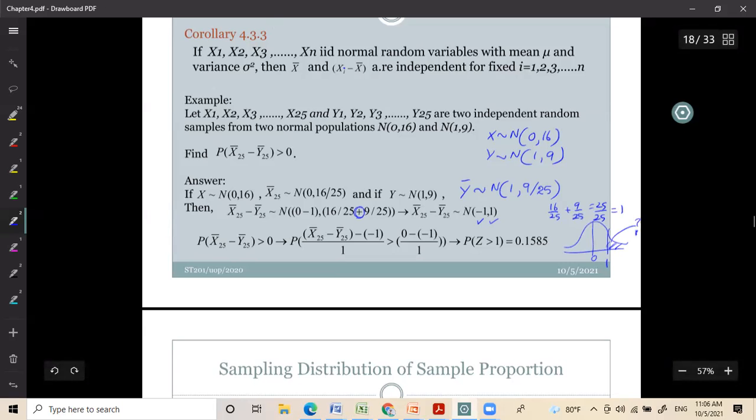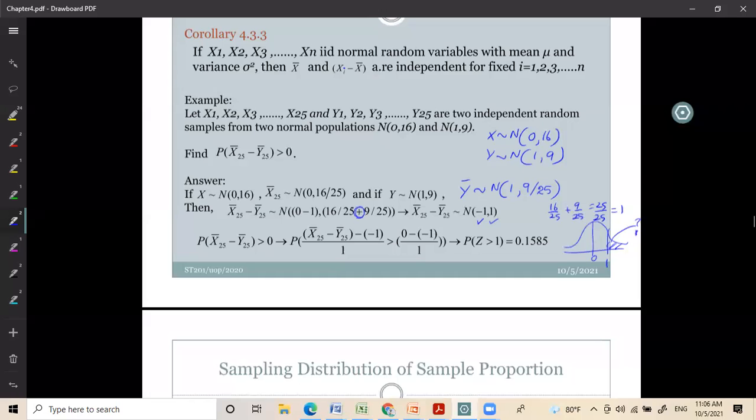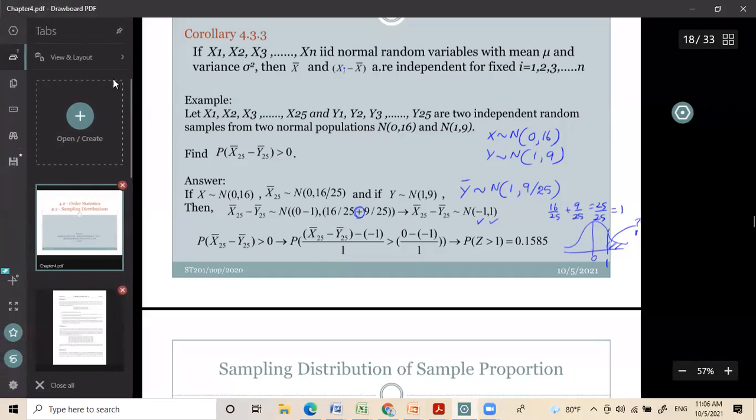Do you want me to show how to read the z table again? Are you familiar with reading the table? Okay, then give me a minute. I'll open the z table for you and show you how to read it.